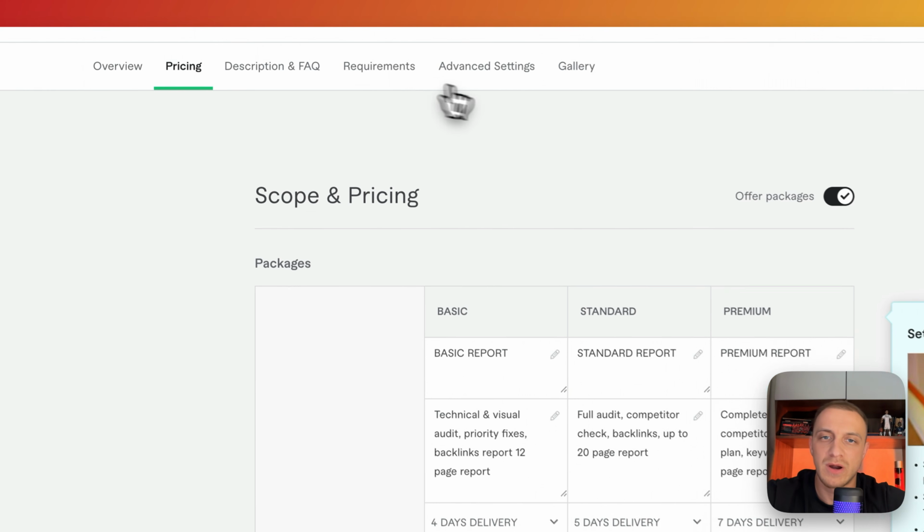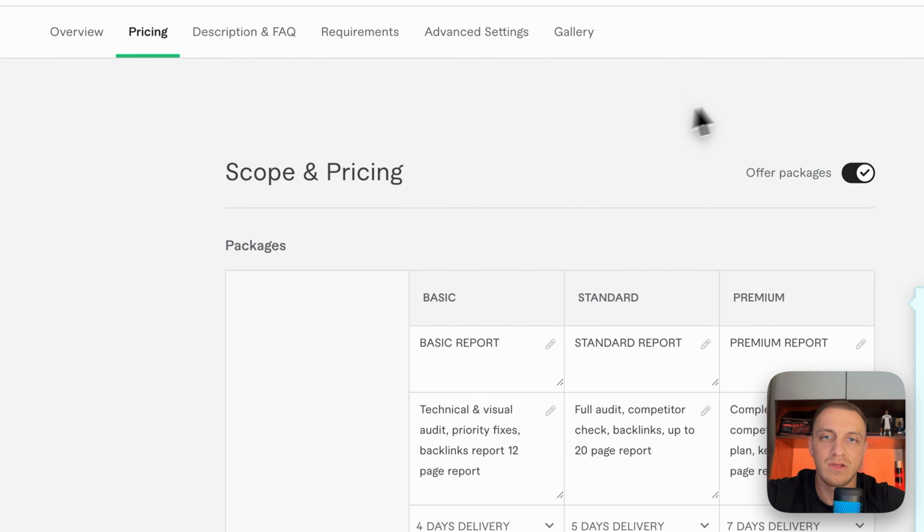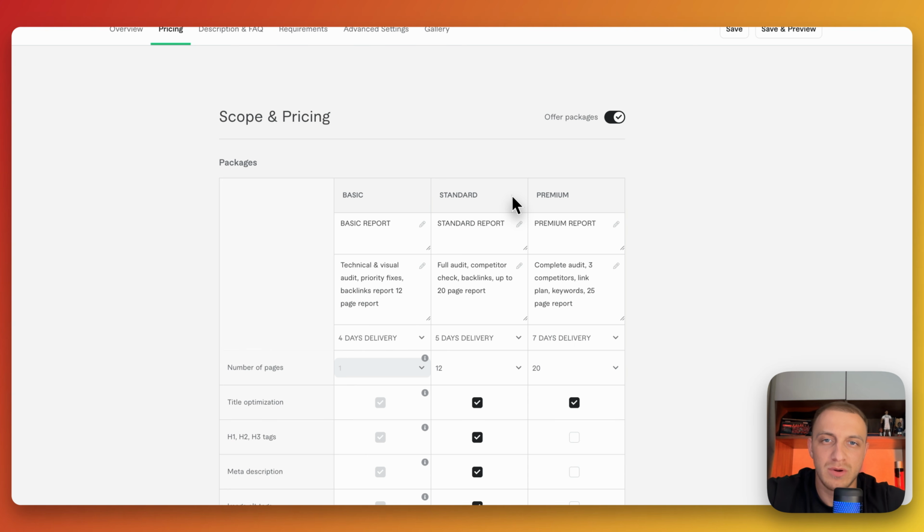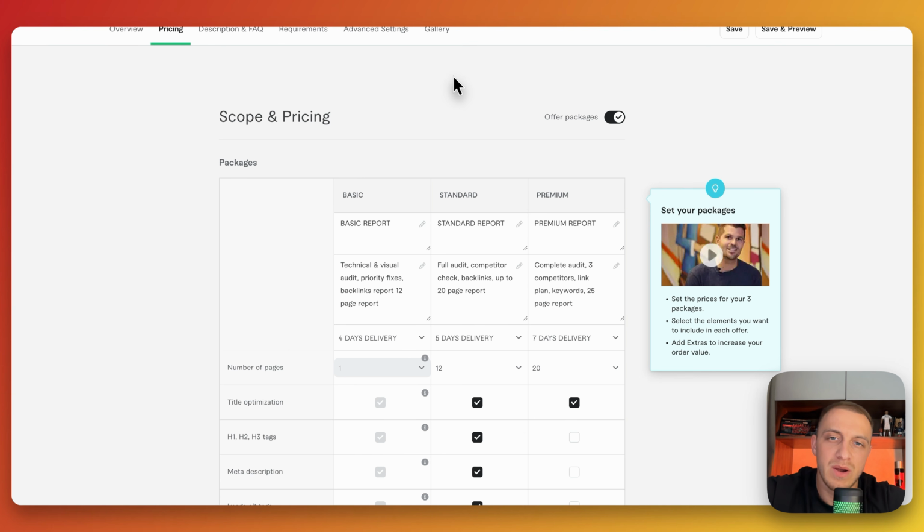Next, we have pricing and packages. Fiverr allows you to create basic, standard, and premium packages. It's the easiest way to sell your service in a structured way. You need to think about this: what does the buyer get by paying more?